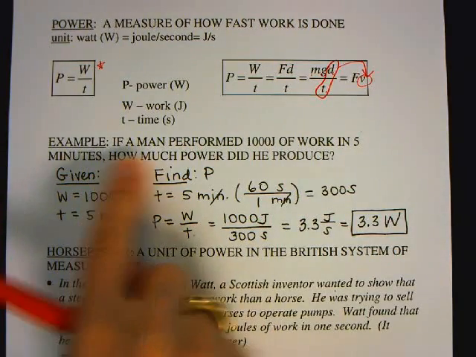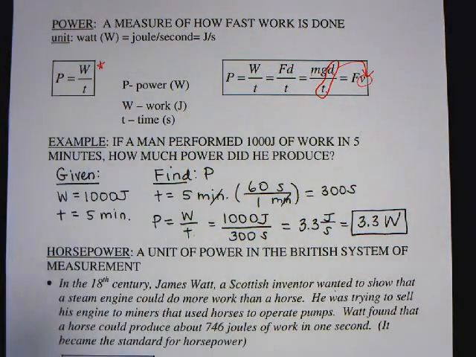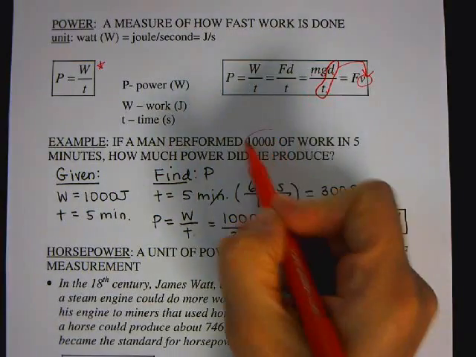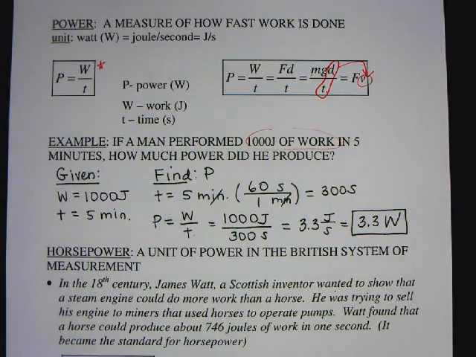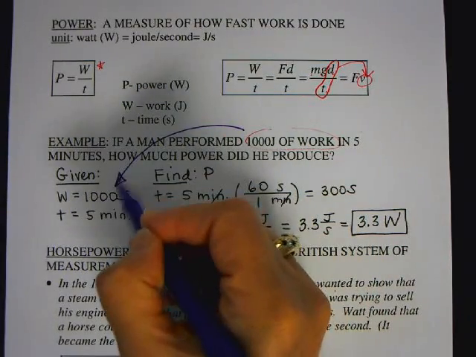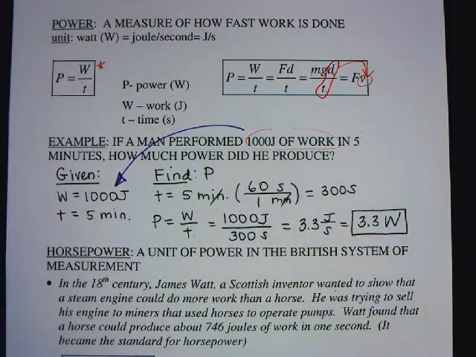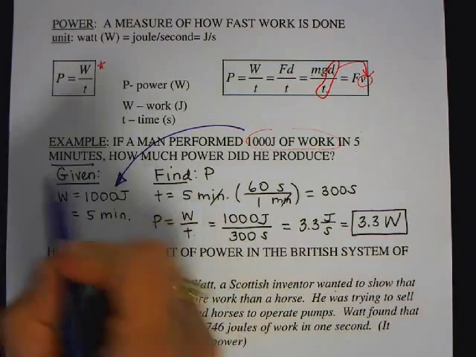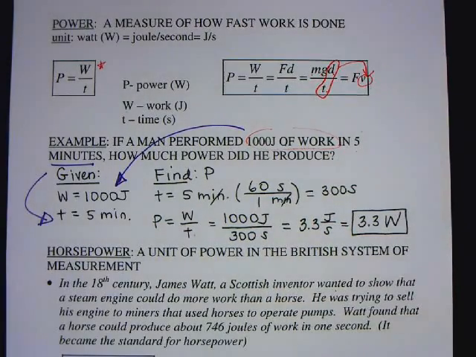So the example says, if a man performed 1,000 joules of work, so I'm given the work, so in my given, I'm going to write 1,000 joules of work. Remember, I'm going to chunk this. I'm going to read it step by step so I can pull out that important information, in 5 minutes. Now, minutes is a unit of time. Is that our basic unit? No, our basic unit is the second.